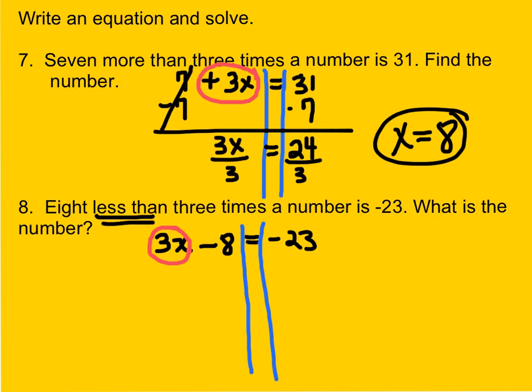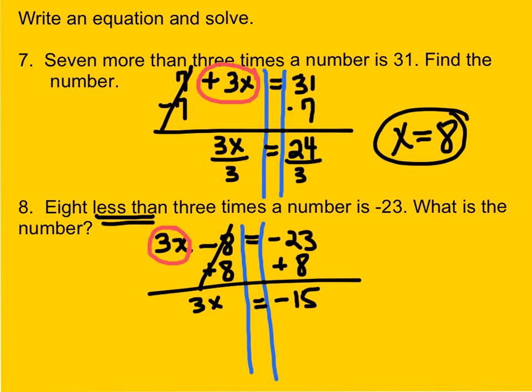Now we're going to go ahead and go through our steps. So the 3 and the x are stuck together. We're going to first add 8 to both sides. Negative 8 and positive 8 cancel, so we're left with 3x equals negative 23 plus 8 is negative 15, and then divide by 3. So x is equal to negative 5.